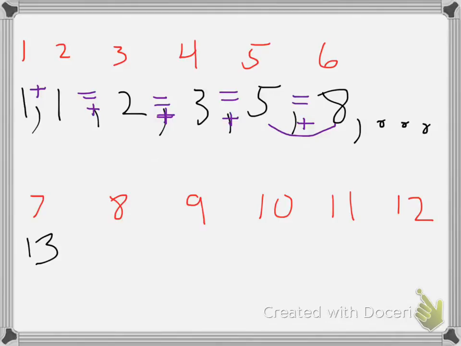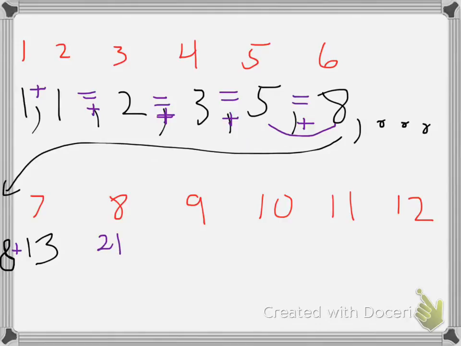I'm going to put the 8 from here down here to help us. There's my 8. So now let's continue that pattern. 8 plus 13 is 21. 13 plus 21 is 34.